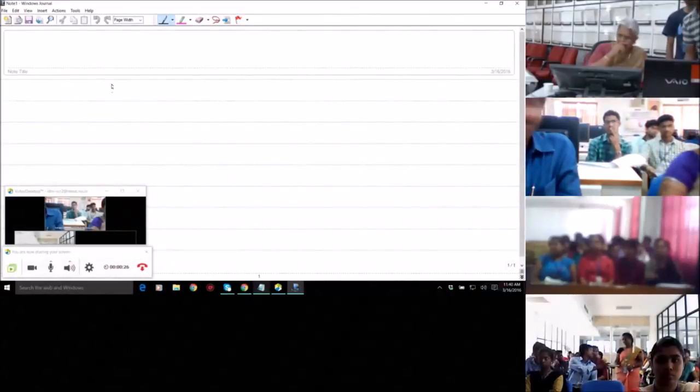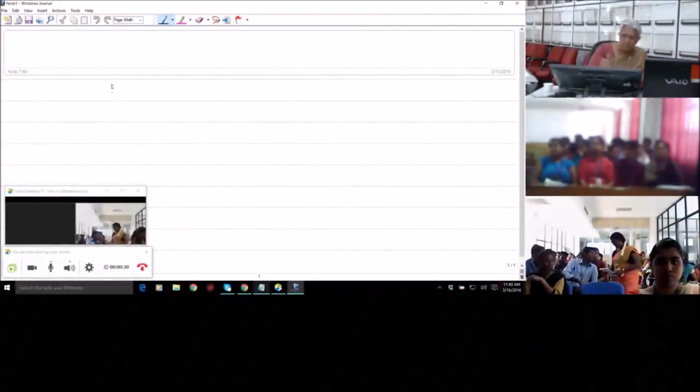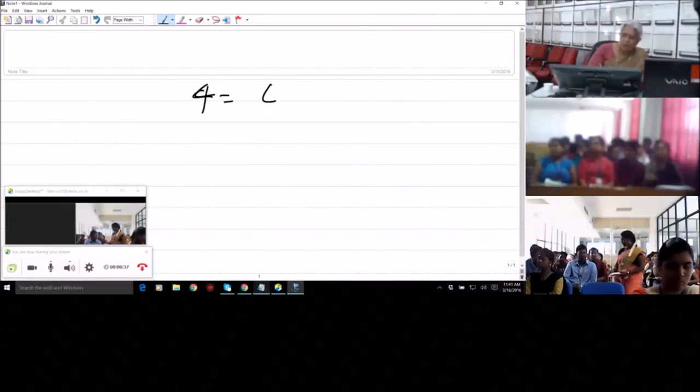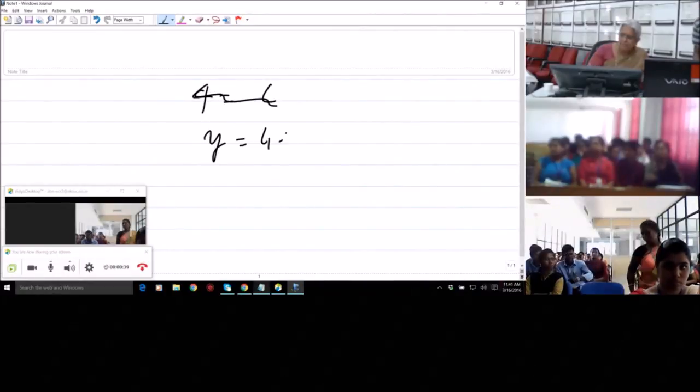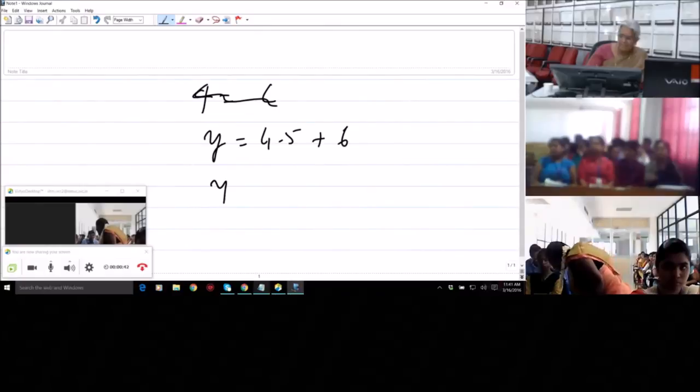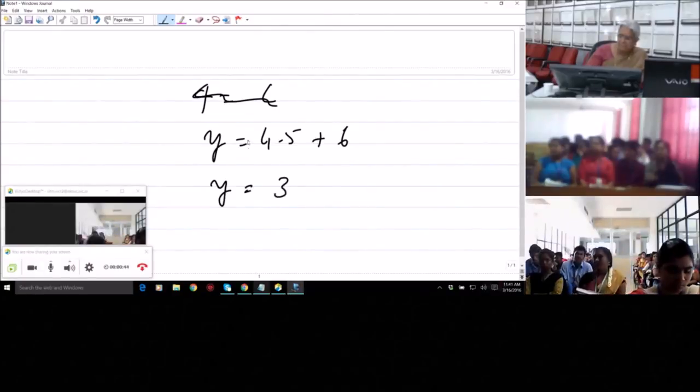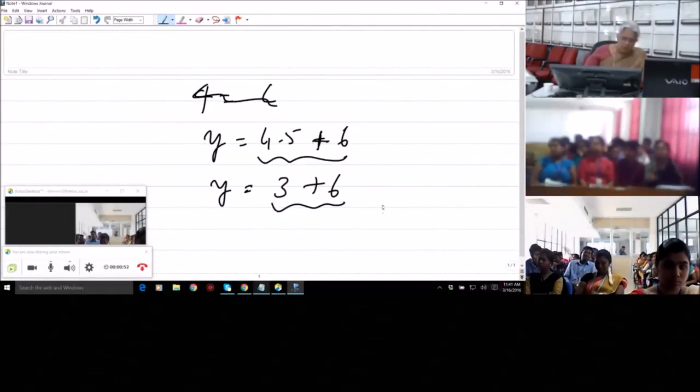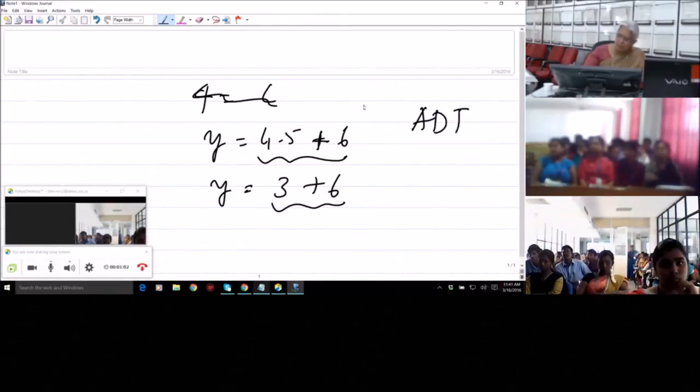Okay. All right. So what was I talking about? I was talking about the importance of object orientation, right? Now let us say I give you y is equal to 4.5 plus 6 in one case. Another case I say y is equal to 3 plus 6. If you notice here, the same plus operation works with this and also works with this. So do you know how it's implemented? You don't know how it's implemented. So that is the whole purpose of object orientation, and ADTs are a way of doing it.